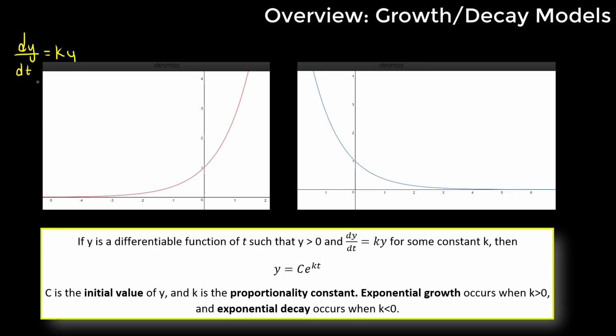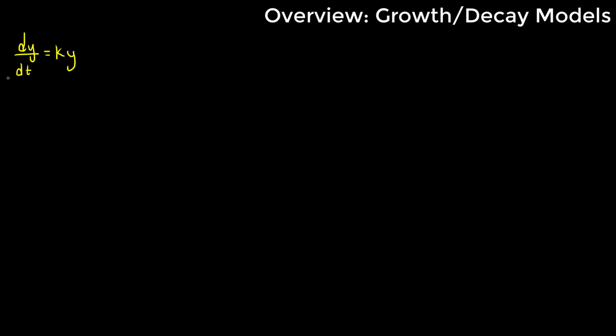So let me prove that this theorem holds true. I'm going to go ahead and solve for the general solution of dy over dt equals ky. The way I'm going to begin is with any differential equation. We're going to separate our variables. So this dy, I'm going to leave it on the left. dt, I'm going to try to get that on the right side. And the way we can do that is by multiplying both sides by dt.